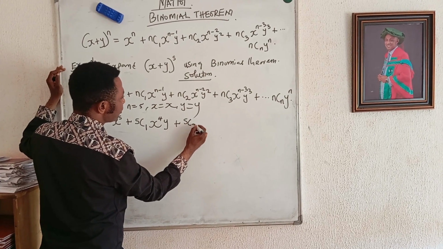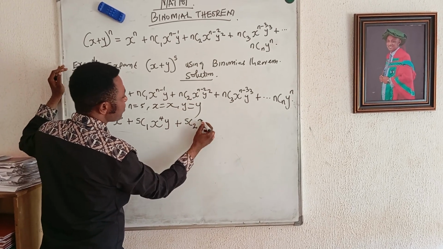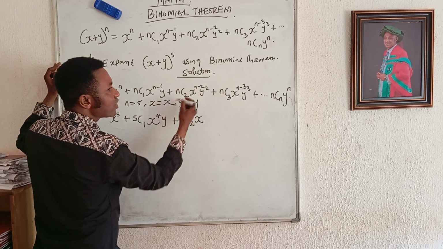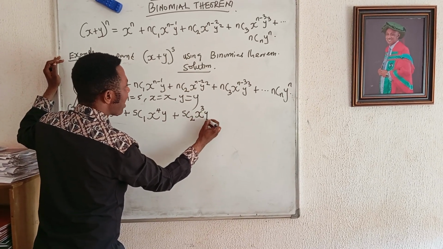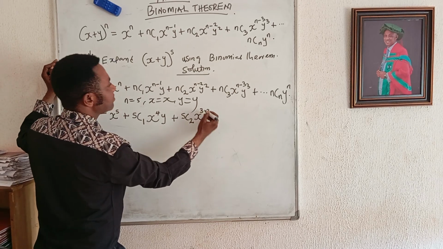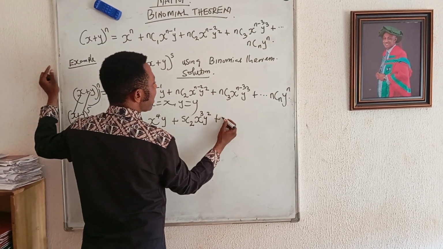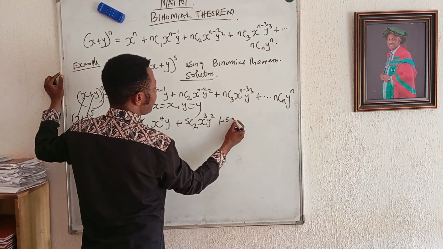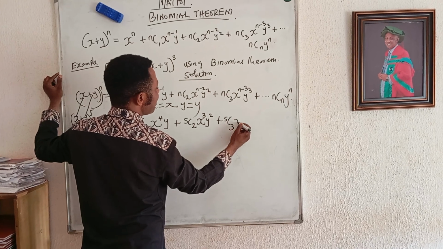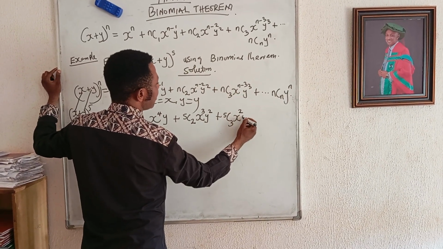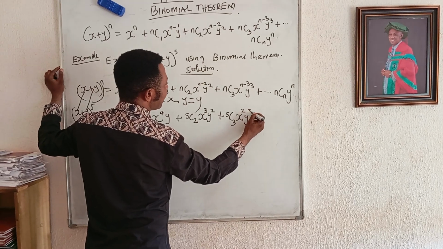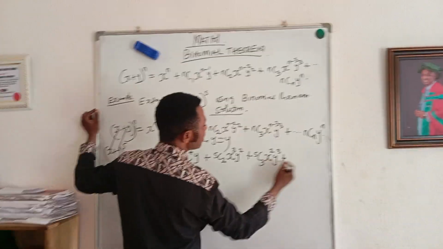Plus n is what? 5. 5 combination 2. Then look at this one. x is x. n is what? 5. 5 minus 2, you have what? 3. Then y square. Plus here, my n is what? 5. 5 combination 3, x. Then n is 5. 5 minus 3, you have 2. Then y^3. Plus, we'll still continue.